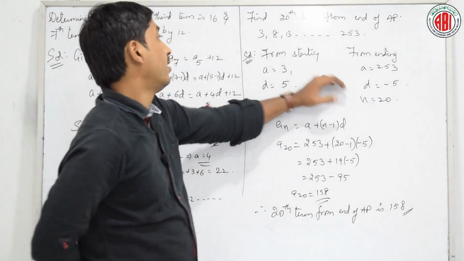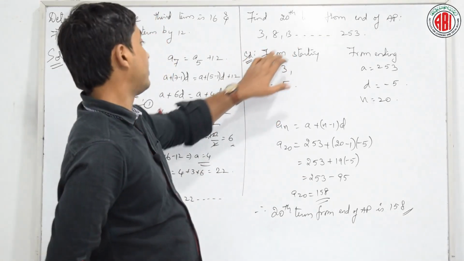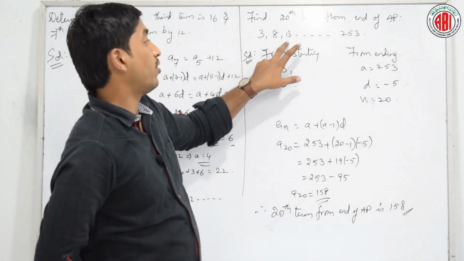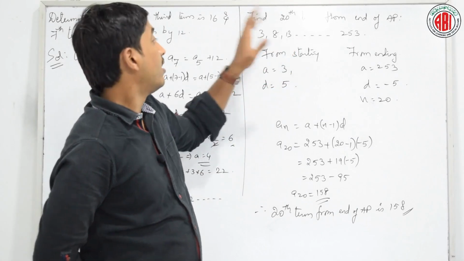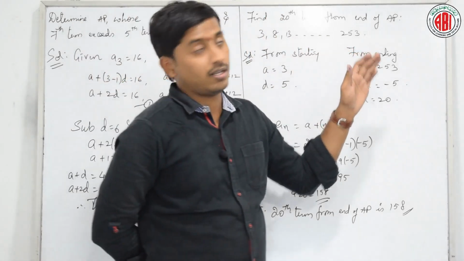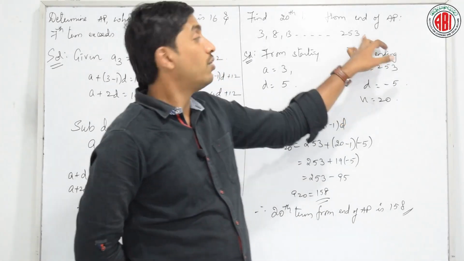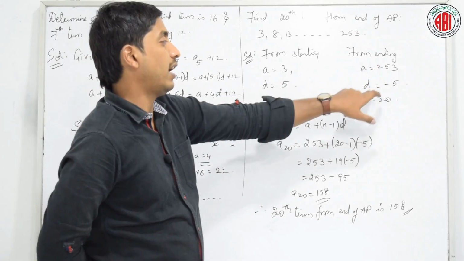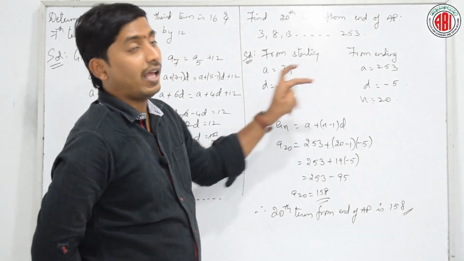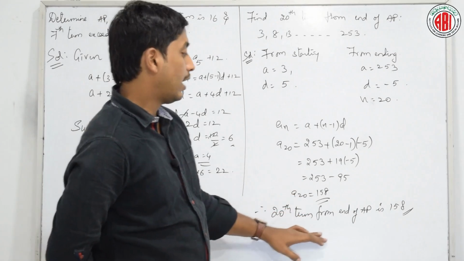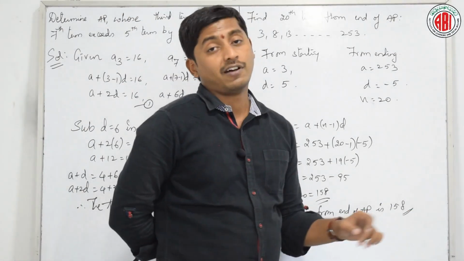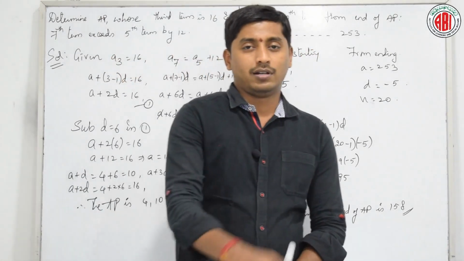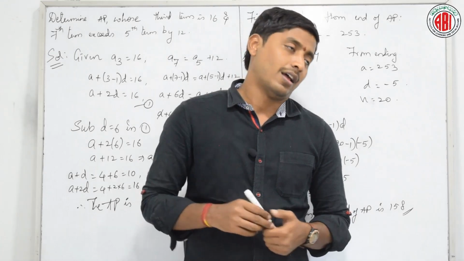Once again check here. From the starting of the AP, the first term is 3, and the common difference is 5: 3 plus 5 is 8, 8 plus 5 is 13. That is, from the left side we have to add the common difference. What about from the right? That is, we have to subtract it. That's why I have taken a as 253 and d as minus 5 and n as 20, and we have found the value of a20, which is the 20th term from the end of the AP, 158. Is it clear this problem? Hope you understood. Fine.